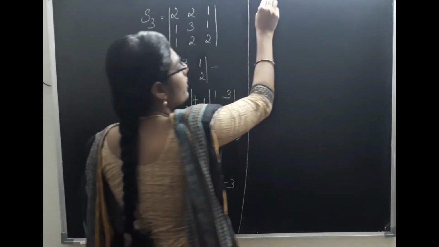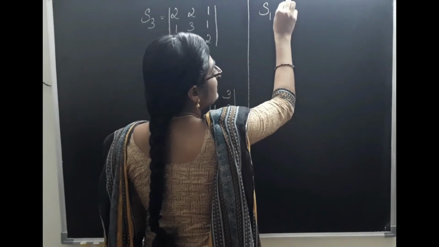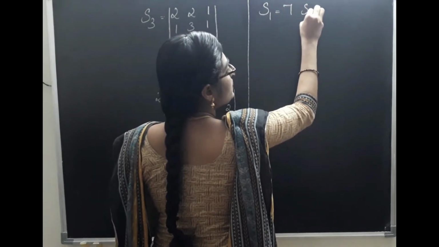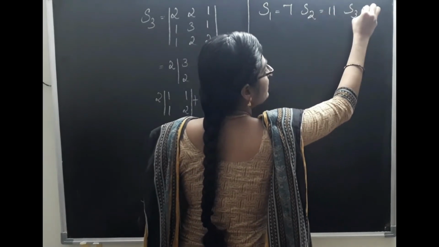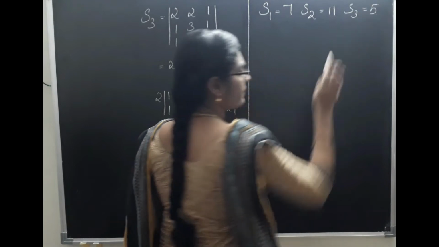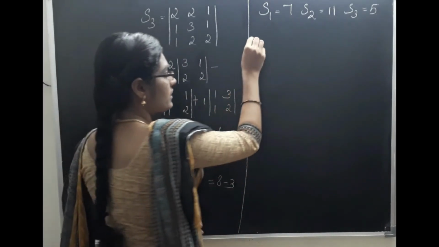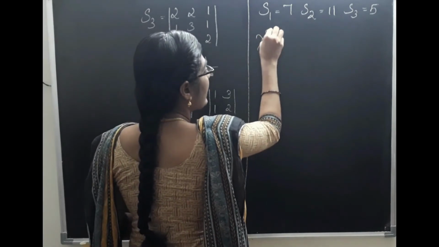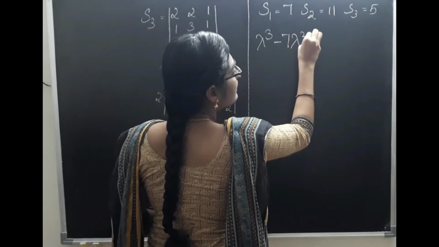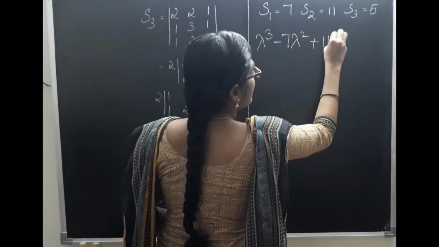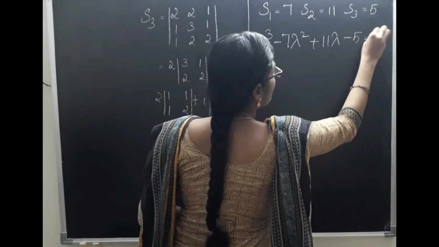Now we know S1 equal to 7, S2 equal to 11 and S3 equal to 5. When we substitute these values in the characteristic equation, we will get lambda cube minus 7 lambda square plus 11 lambda minus 5 equal to 0.